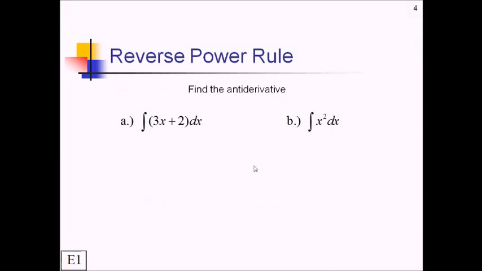Now that we've got the basic idea of what an antiderivative is, try these two out here. Pause the video, give it a shot. All right, let's see how you did. So let's tackle A first. We'll go term by term here. What do I have to take the derivative of to get 3x? Well, using the power rule, I must have started with an x squared.